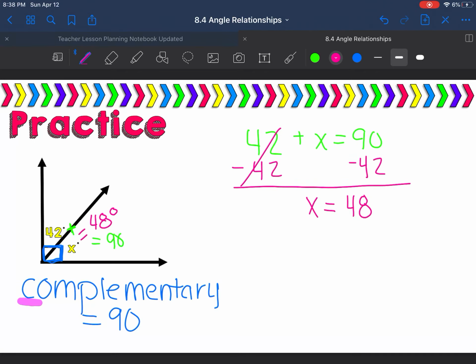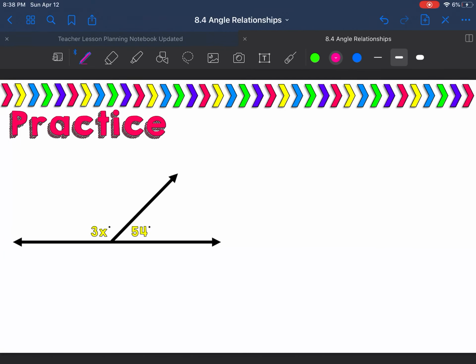When you solve these problems, the first thing you need to do is determine, is it complementary or is it supplementary? Once you know what the angle is, it'll be easier for you to solve it. Because then once you know the angle, you just set it equal to whatever that angle is equal to. So let's take a look at another example. So I have this big angle.